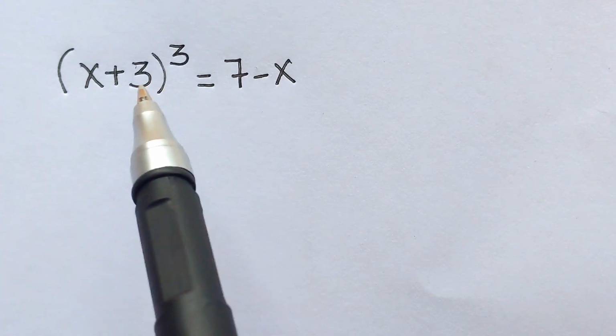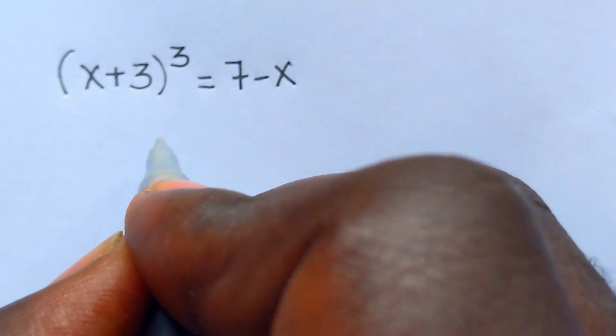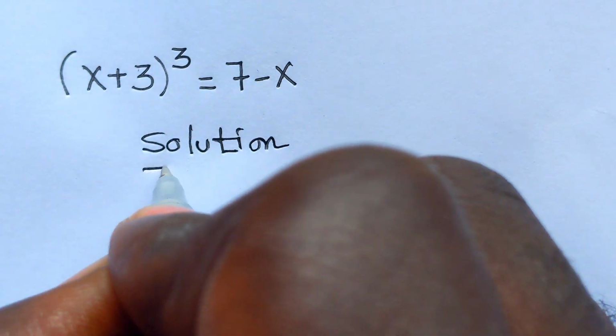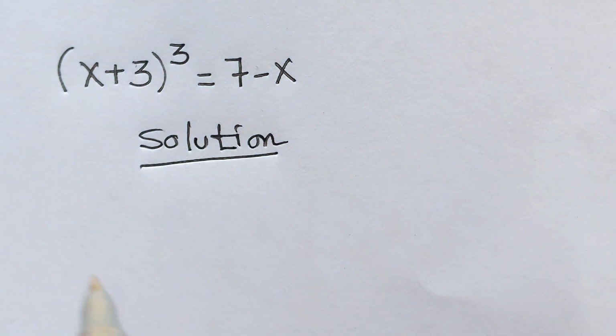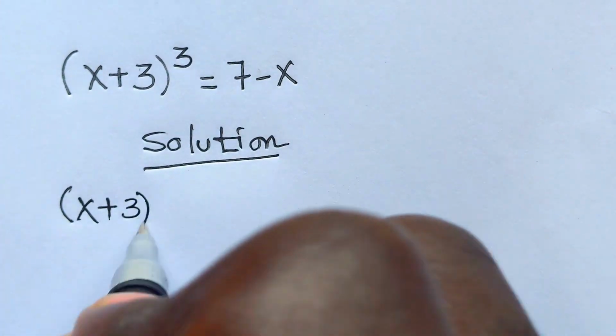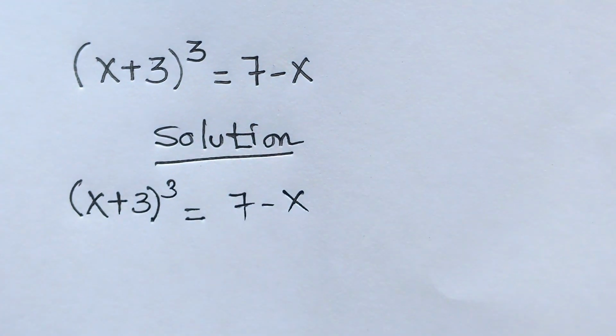x plus 3 to the power 3 equals 7 minus x. Let's provide the solution very quickly. And the first thing here is to copy what we have. We have x plus 3 to the power 3 which equals 7 minus x.